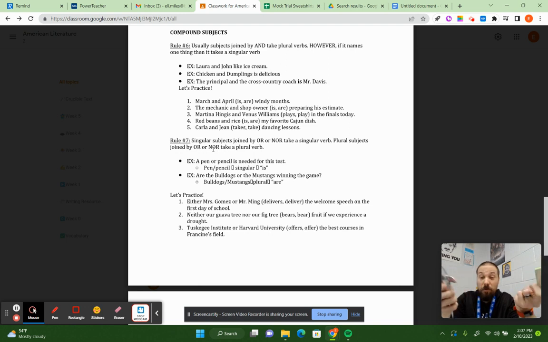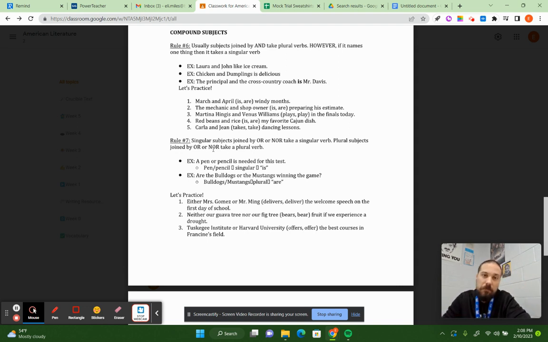Okay. If I had more than one of these sharks and I said it's either the sharks or the sticky notes, then it would be plural, obviously, because either way, one of them is plural. Okay. If I've got two plural subjects joined by or. If it's the shark or the sticky notes, one is singular, one is plural. The shark or the sticky notes, which one do I go with?